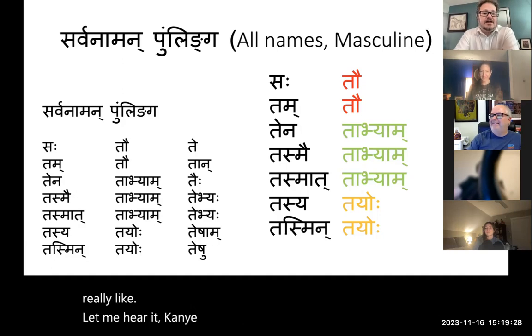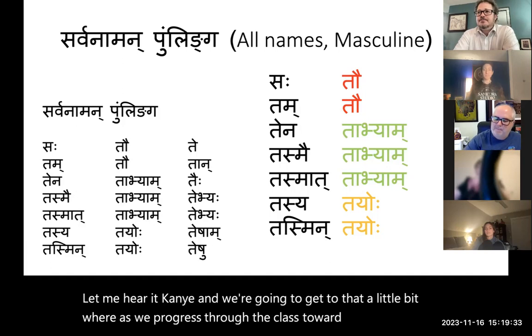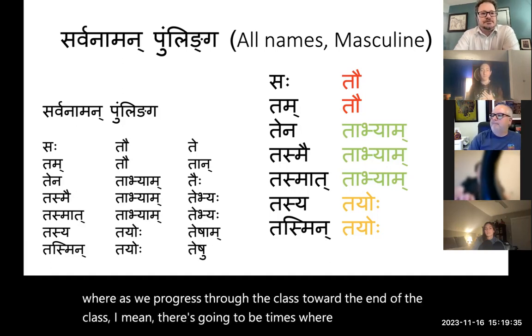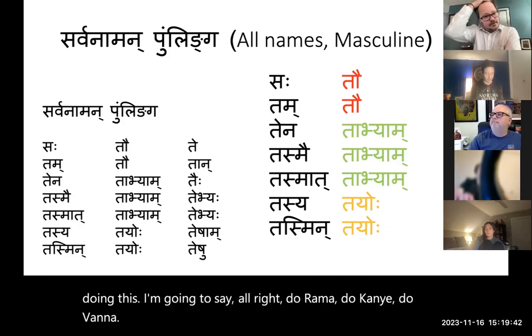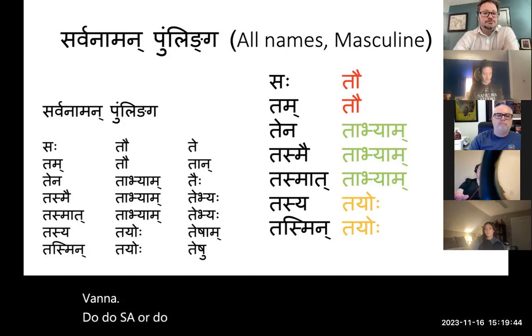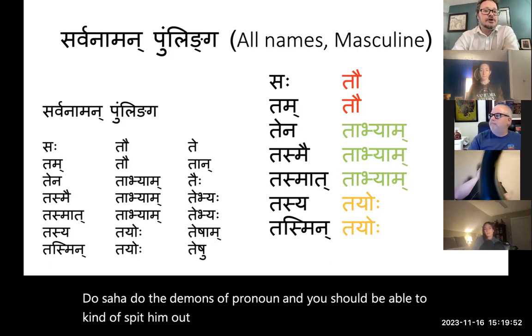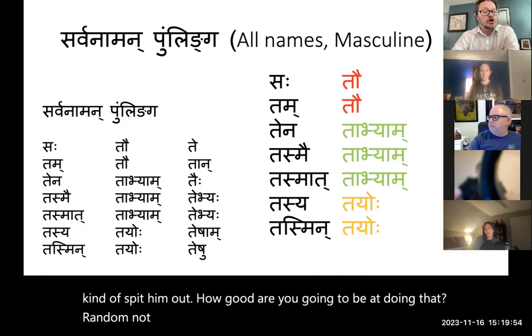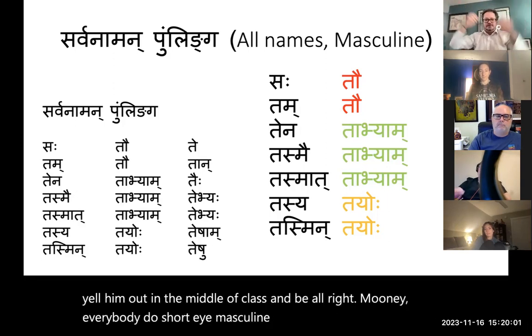We're going to get to that a little bit as we progress through the class. Toward the end of the class, there are going to be times where I'm going to say, all right, do Rama, do Kanya, do Vana, do Sa, or do Asmat, do Yusmat, do Sa, do the demonstrative pronoun, and you should be able to spit them out. How good are you going to be at doing that randomly? Not terribly. You'll get better at it. My pundit would just yell them out in the middle of class. He'd say, all right, Mooney, everybody do short i masculine, go.